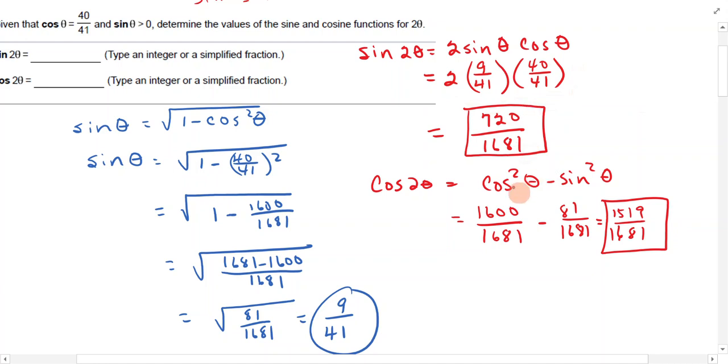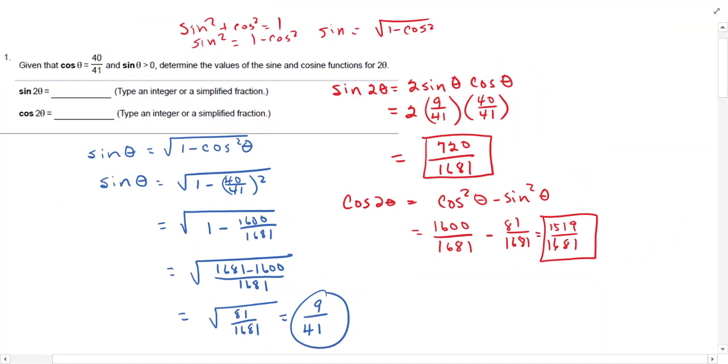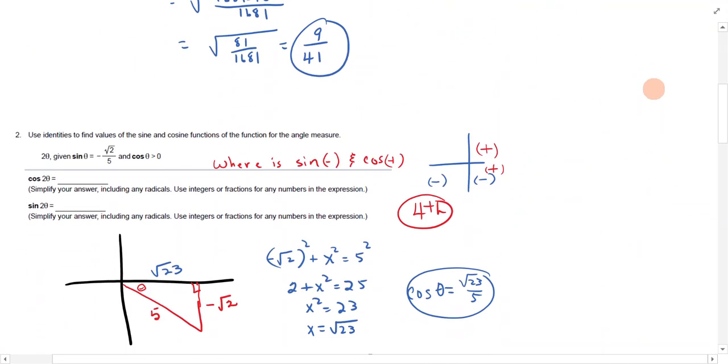Cosine 2 theta, we can use cosine squared theta minus sine squared theta. So we have 1600 over 1681 minus 81 over 1681. And we get 1519 over 1681. So we're just using our formulas.